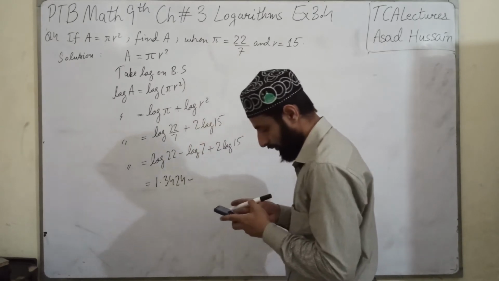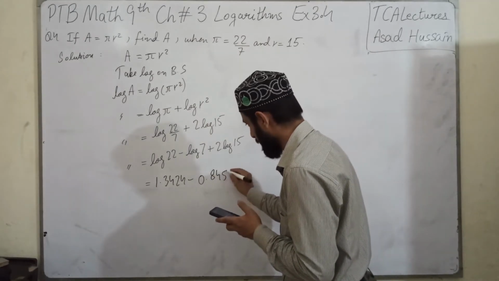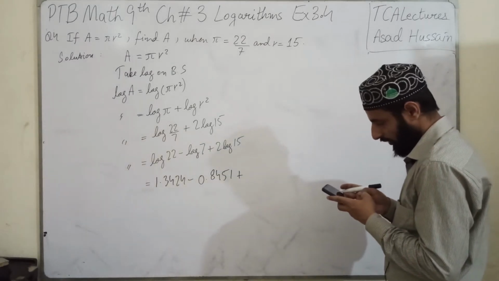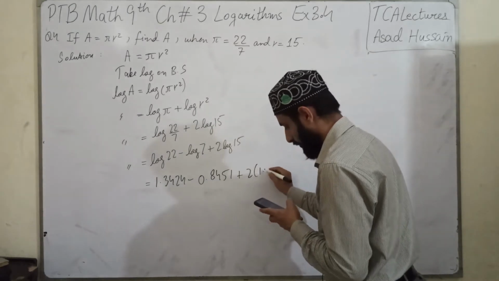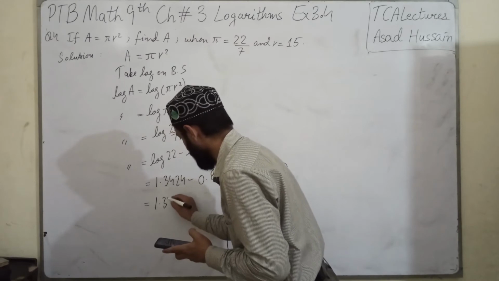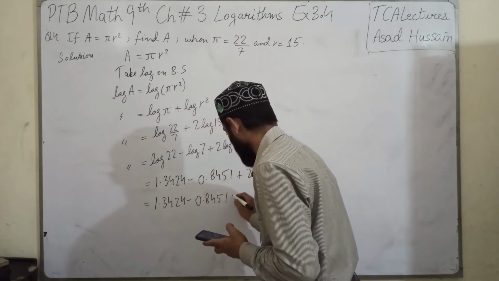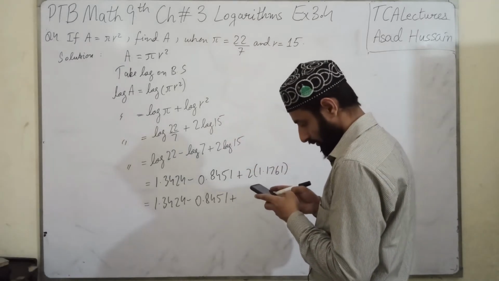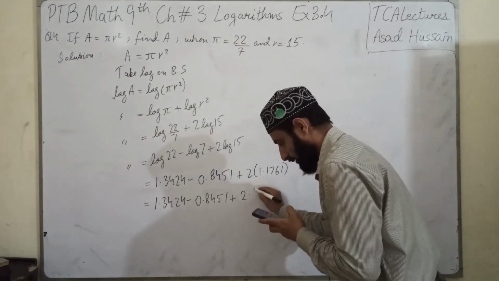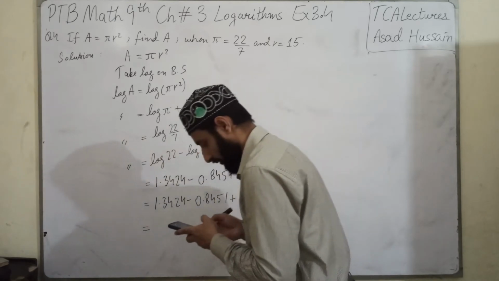1.3424 minus log 7 is equal to 0.8451 plus log 15 is equal to 1.1761, 2 into 1.1761. So 1.3424 minus 0.8451 plus, multiply by 2, we get 2.3522.